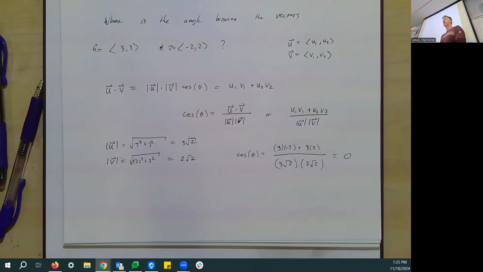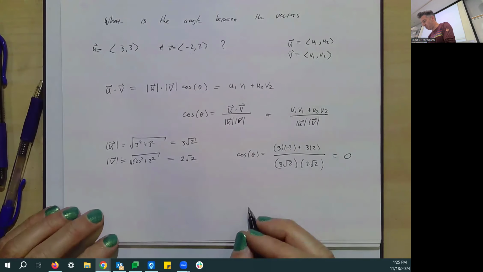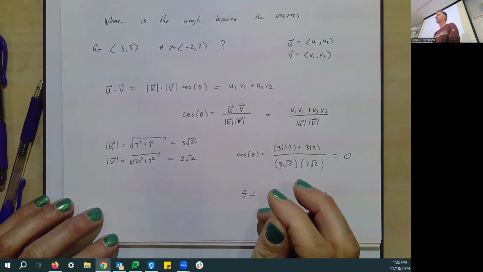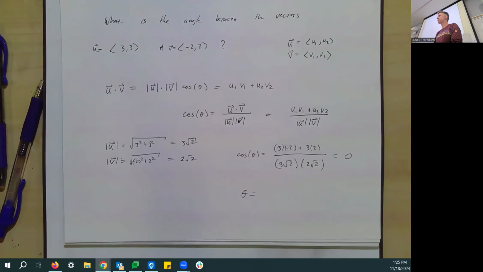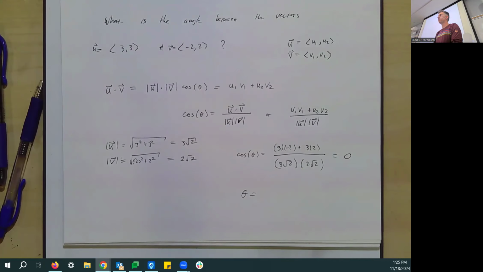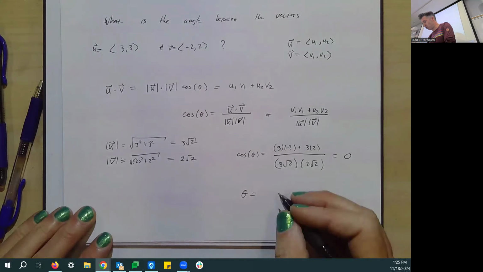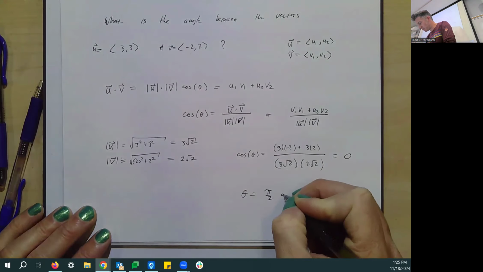So if cosine of theta is equal to 0, our angle better be... What angle do you take cosine of and get 0? In degrees or radians? Cosine of 0 is 1. Pi over 2, or 90 degrees.